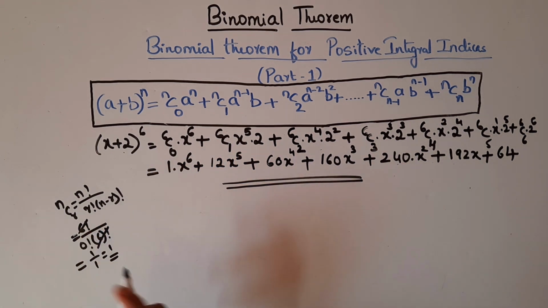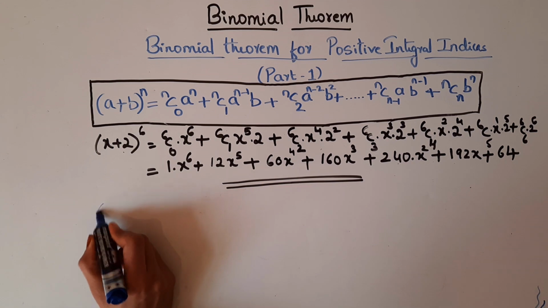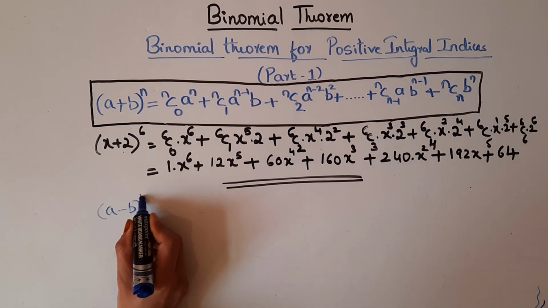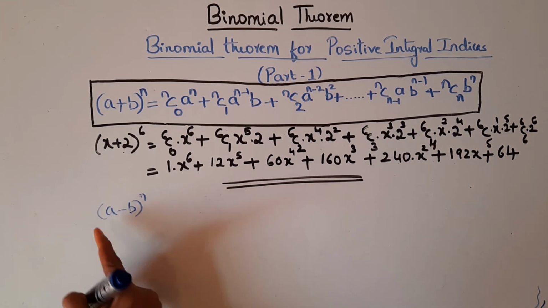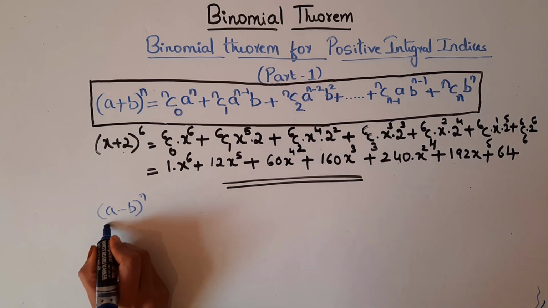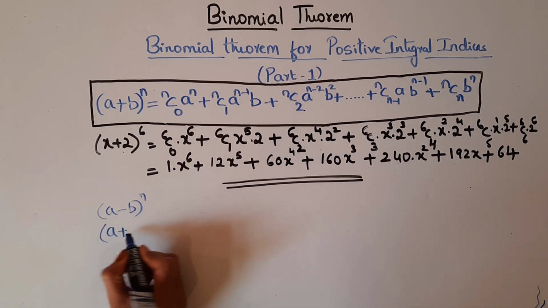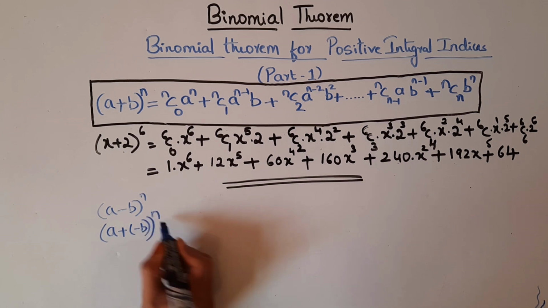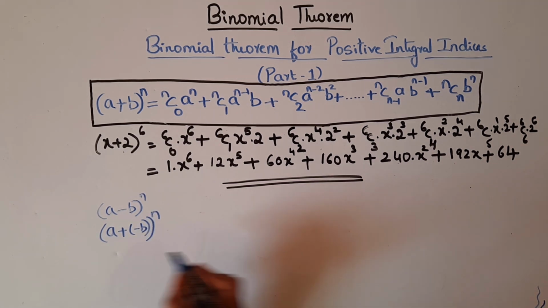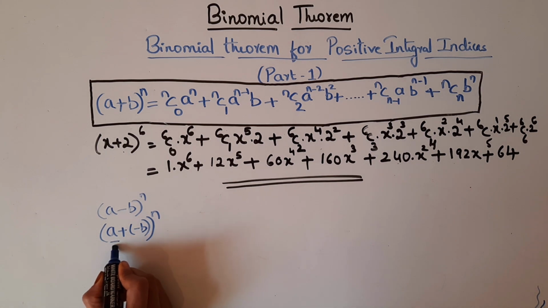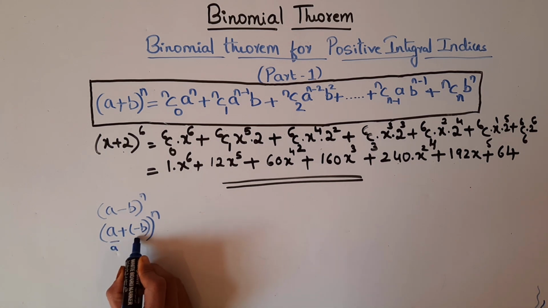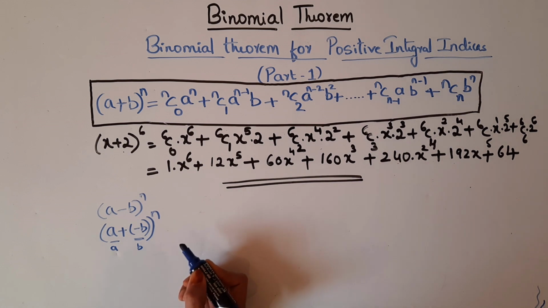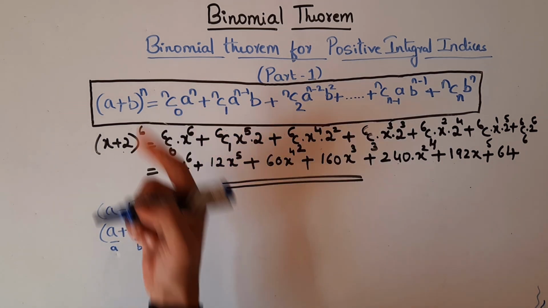Let me erase this. Now let's see what is (a - b)^n. Can I write this (a - b)^n as (a + (-b))^n? Right? So now this is your a and your b is minus b. Correct? I can apply the same formula here.